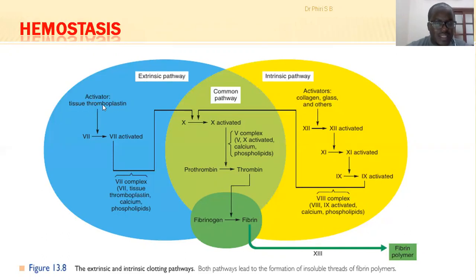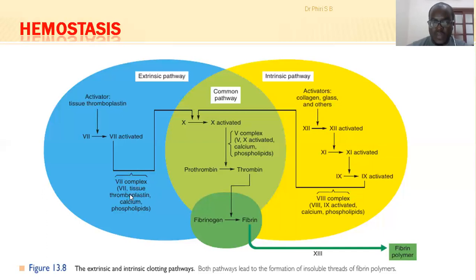The tissue thromboplastin will activate factor 7. So this factor 7 will be activated into factor 7, which is activated. Factor 7 activated will form a complex. How? It's because the factor 7 now will form factor 7 complex once it has been activated. This is where you find the activated factor 7 with the tissue thromboplastin. You also need calcium and phospholipids. So you can see for both pathways, you need calcium here.